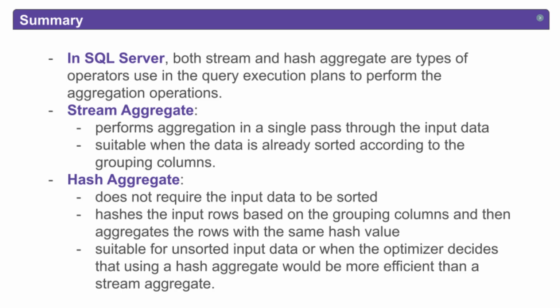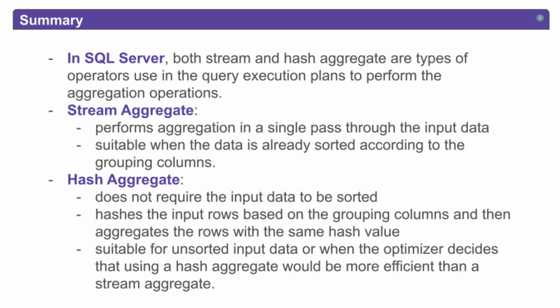Now we come to the summary of hash aggregate. In SQL Server, both stream and hash aggregate are types of operators used in query execution plans to perform aggregation operations. Stream aggregate performs aggregation in a single pass through the input data. It is suitable when the data is already sorted according to the grouping columns.